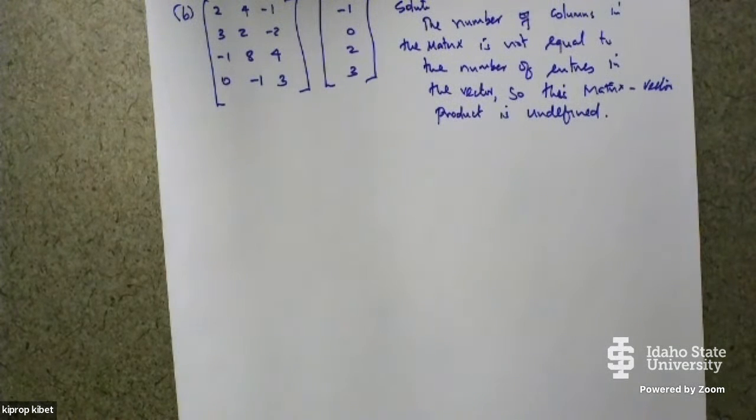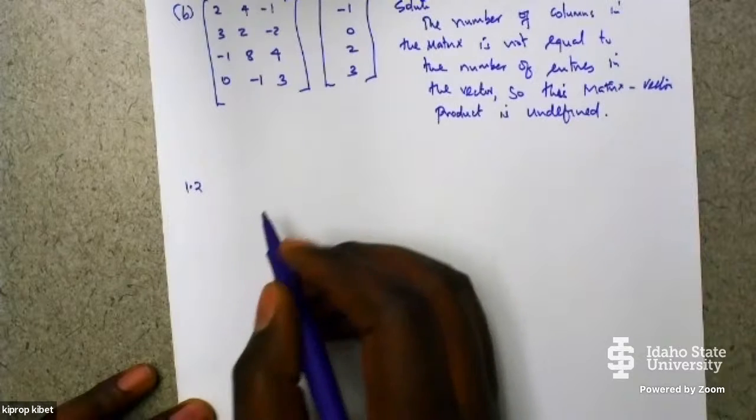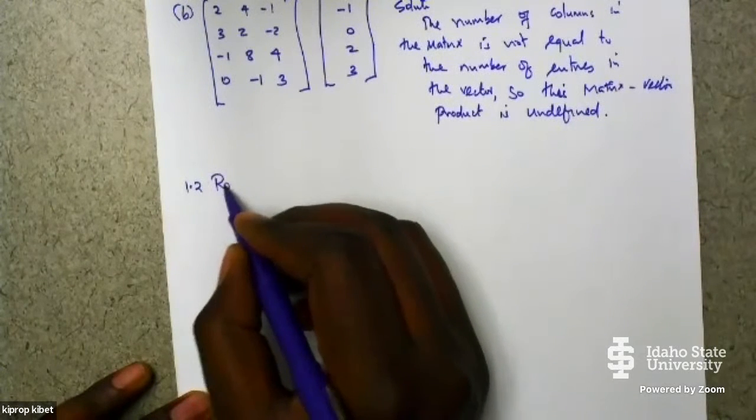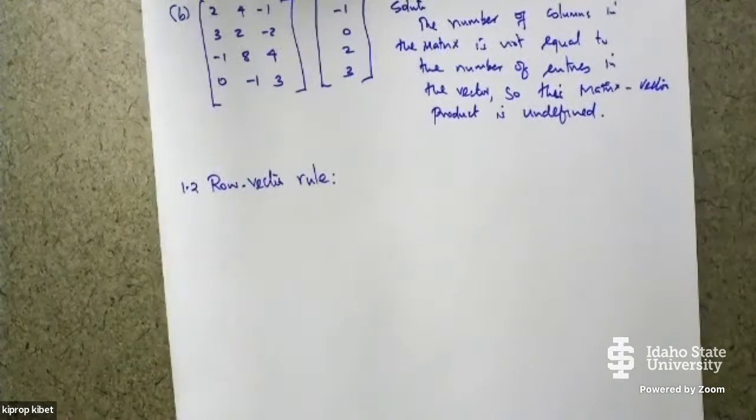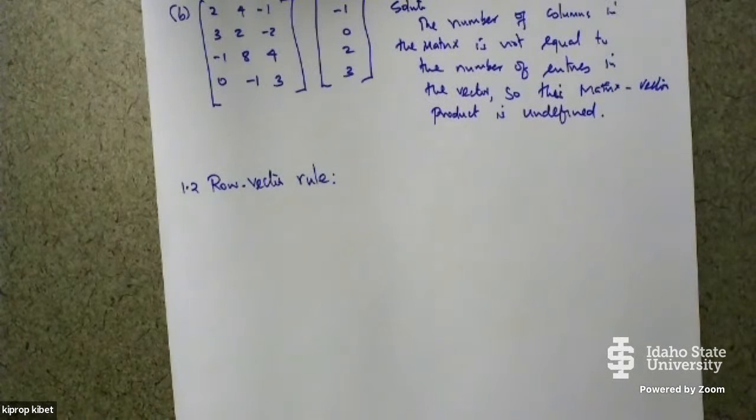Okay, now let's come to the next part here, 1.2. This is the row vector rule. When we multiply the matrix by a vector, there is a row vector, so we need to see how we can multiply the rows by that vector. So the row here is the row here.